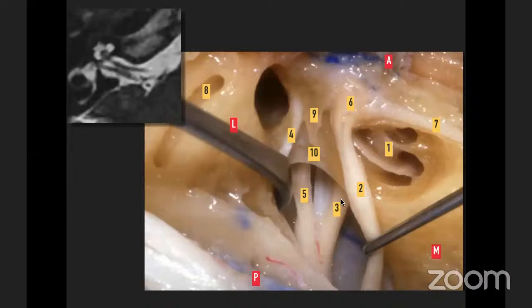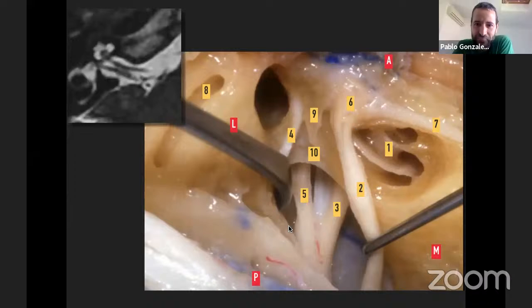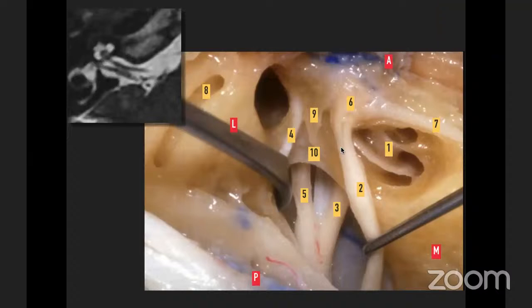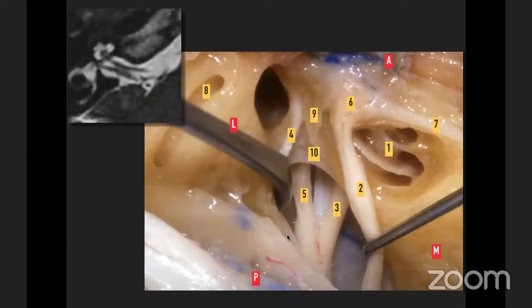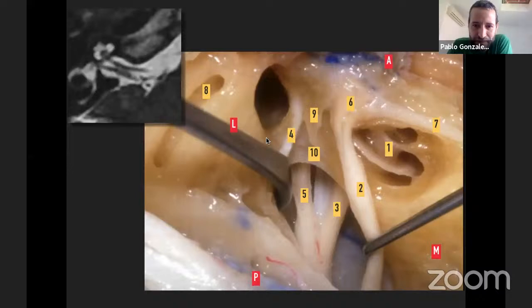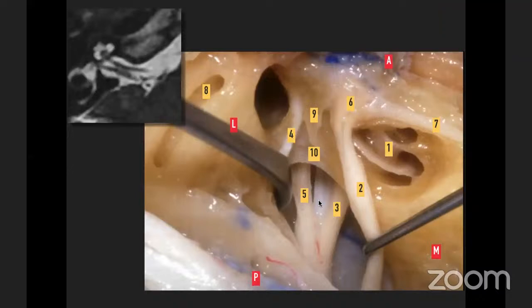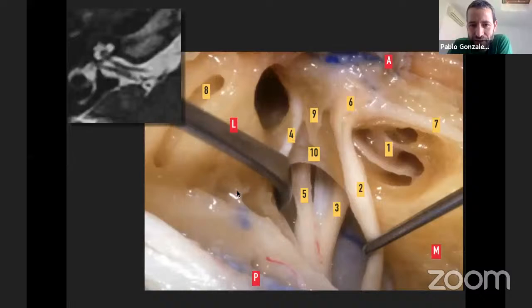Perfect. Then let's go to the rest of the nerves. So if this is facial, which one is this 9? This is the internal auditory meatus, remember? Inside the meatus, and laterally or posteriorly and superiorly, we do have superior vestibular.